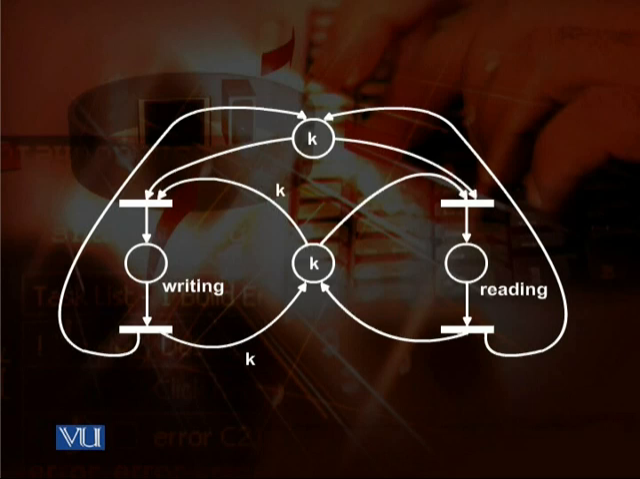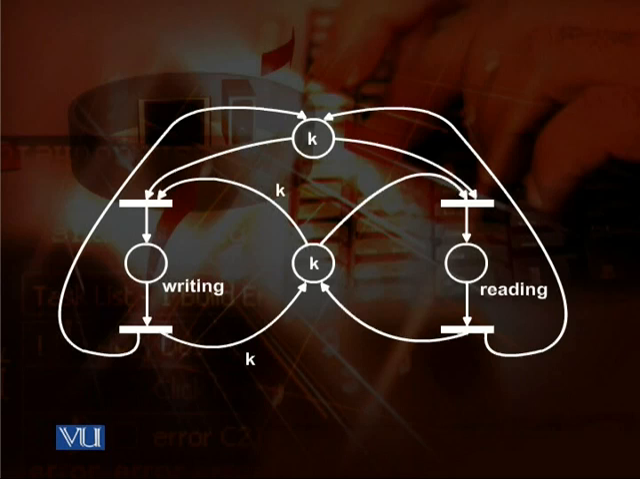So what happens is that since we have k tokens in these two places, we can have up to k readers, and as long as any reader is present in the system, we will not let any writer come into the system. So even if a writer is waiting, and if a reader is reading, and a new reader comes, then we will allow this new reader as long as the total number of readers who are actually reading is less than k.